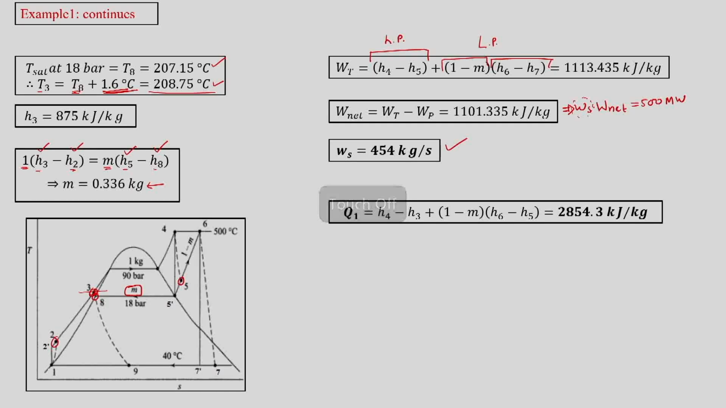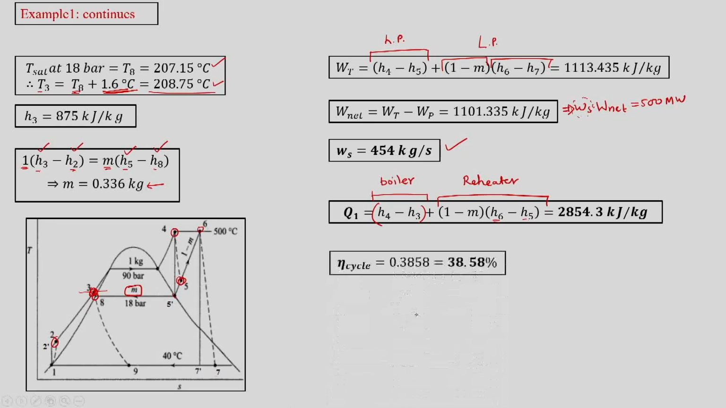Now we can find out Q1. Q1 is the amount of heat supplied. So the amount of heat supplied is H4 minus H3. This is the heat given in the boiler, and then this is the heat which is given in the reheater, H6 minus H5, and this is Q1.